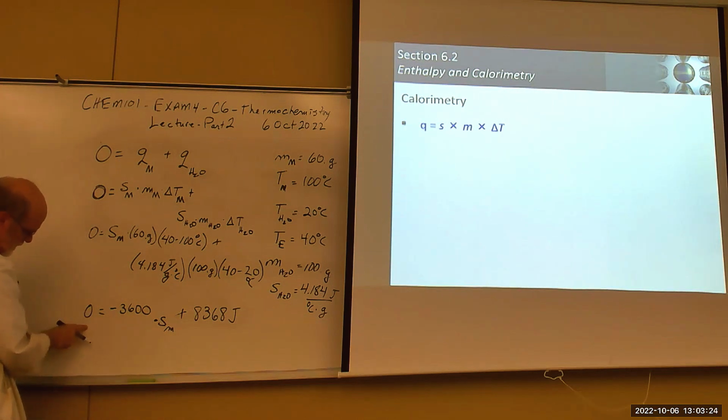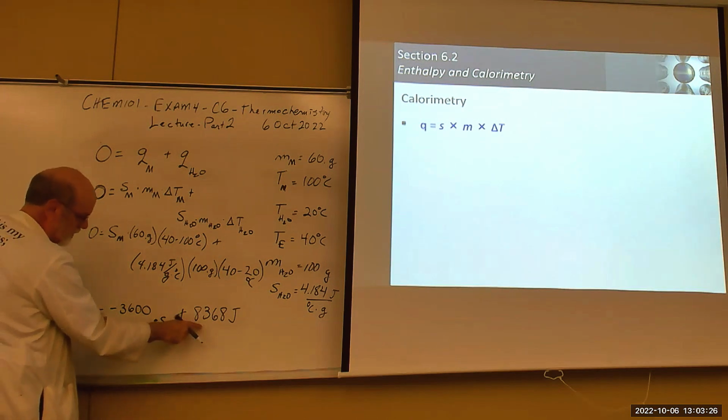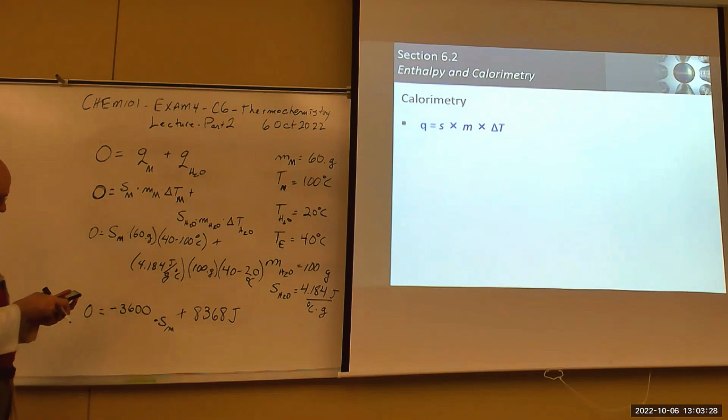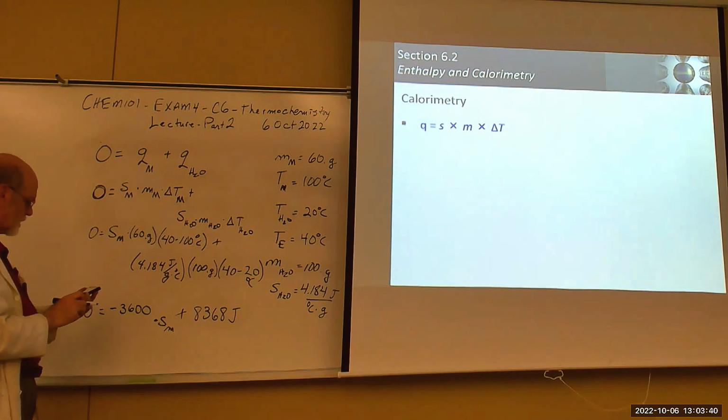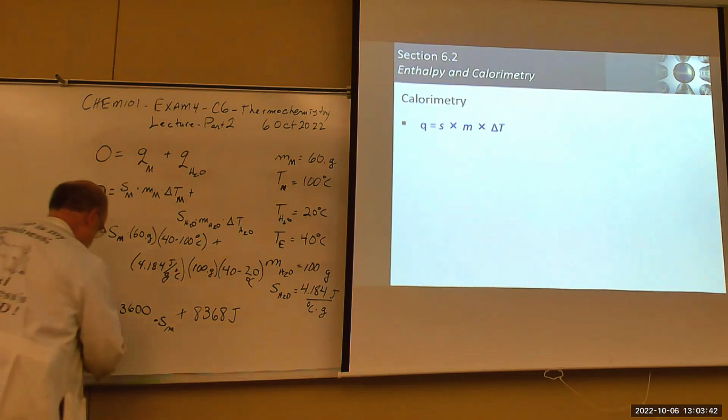Okay, so we bring that over here. Now this stays on this side, and that becomes the divisor of that. So 8368. Let's see, I'm going to have to swap the. Yes. So I get 2.32.